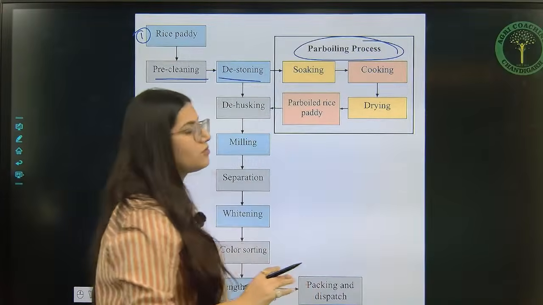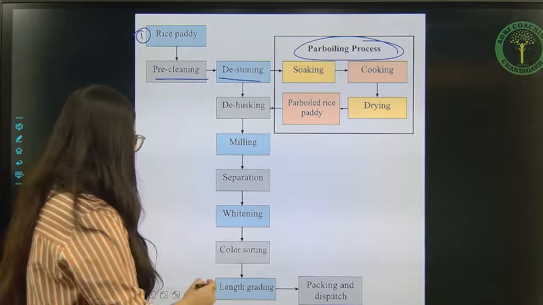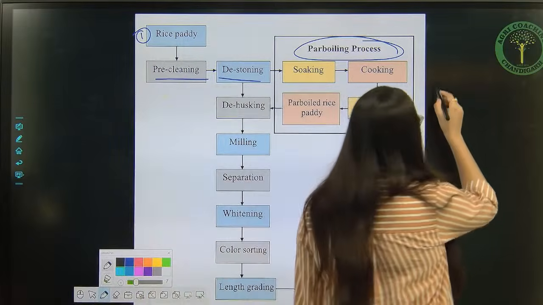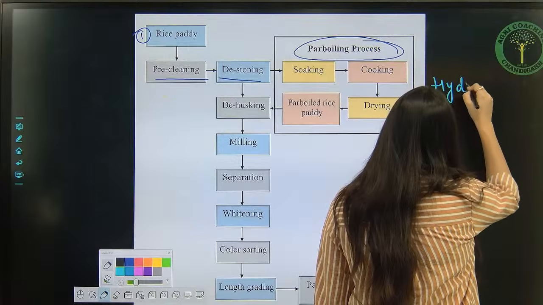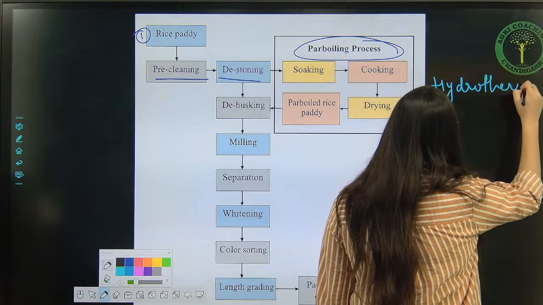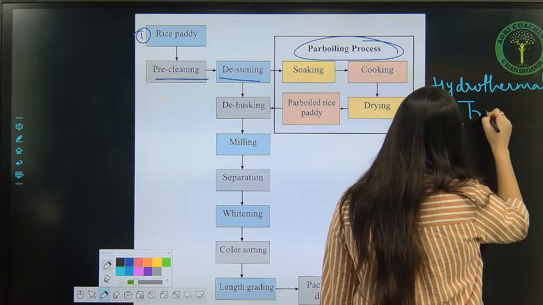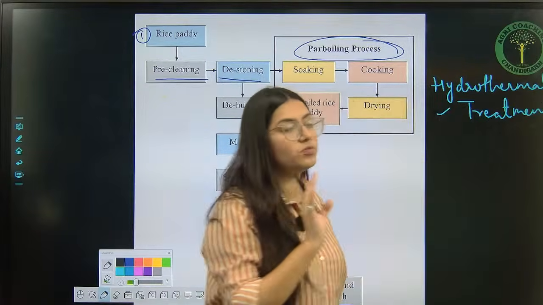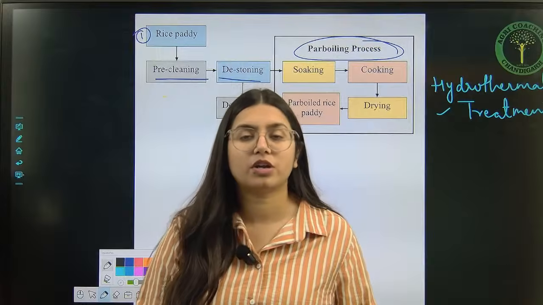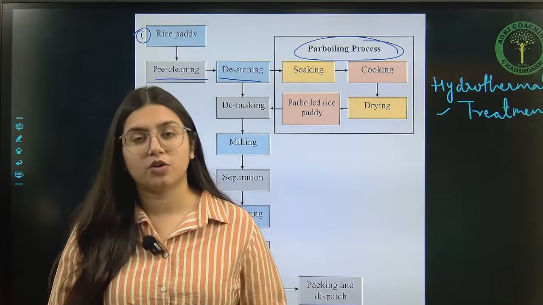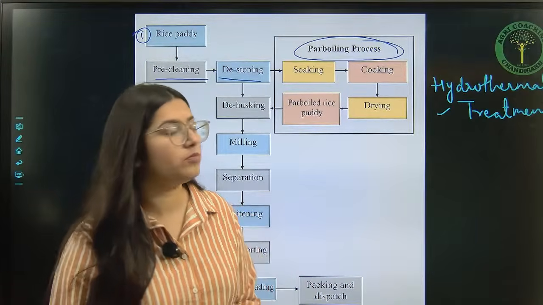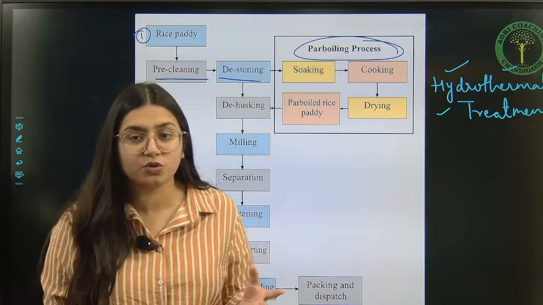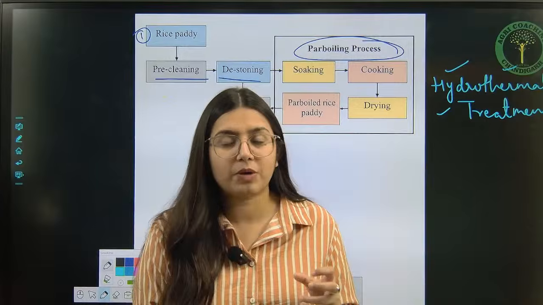Now, when I talk about the parboiling process, do you know what exactly it means? Parboiling is a hydrothermal treatment. Why? Because we are using temperature and water both at the same time. Hydro represents the water, whereas thermo represents the temperature. True, na? So, what is the purpose of your parboiling?